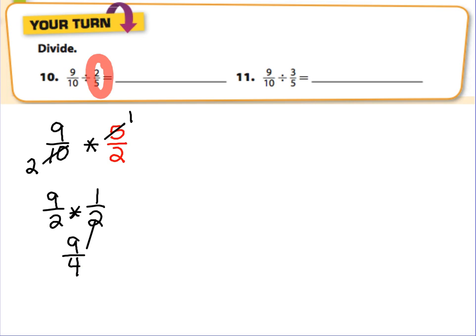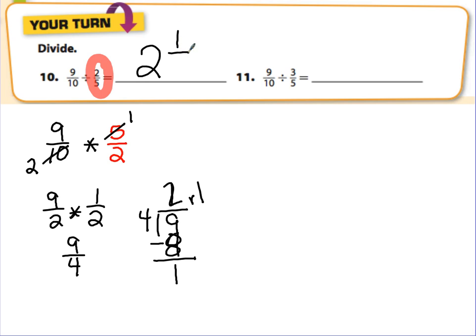However, I cannot leave it as 9/4 because that's improper. I have to change that to a mixed number. So I have to take 9, the dividend, and divide it by 4, the divisor. 4 goes into 9 twice. I can make one group of 4, and twice, I can make 2 groups of 4. I use 8 pieces when I make those 2 groups of 4, and then I have 1 left over. That remainder becomes our numerator. So I can make 2 whole groups with 1 piece out of the 4 that I need left over. So my answer is 2 1/4.